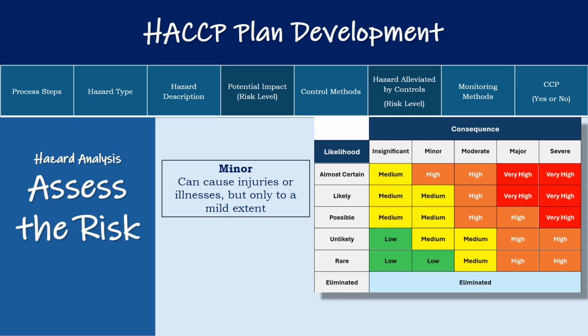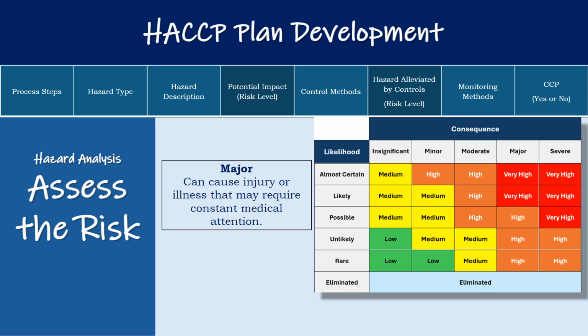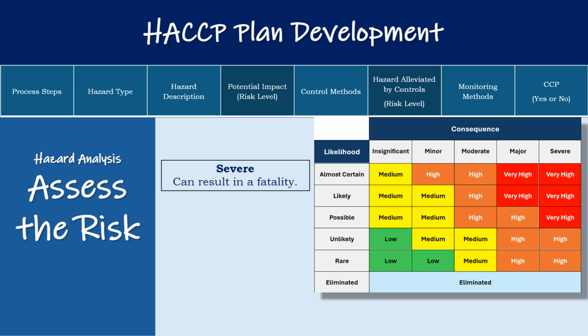Minor, the activity can cause injuries or illnesses, but only to a mild extent. Moderate, the activity can cause injury or illness that may require medical attention but with limited treatment required. Major, the activity can cause injury or illness that may require constant medical attention. Severe activities can lead to a fatality. Here, the higher the consequence, the more dangerous the activity is.